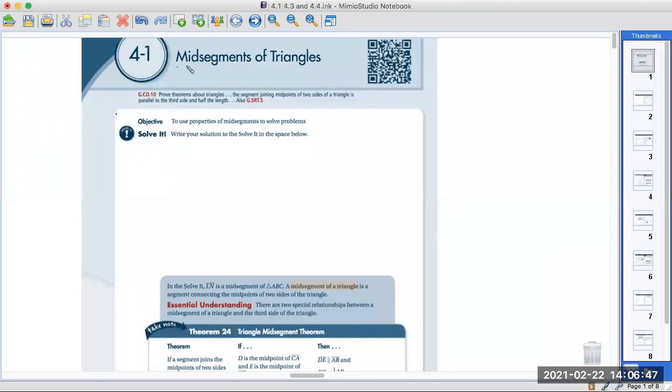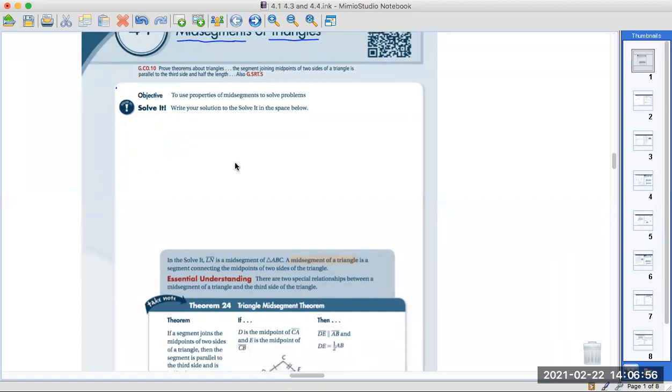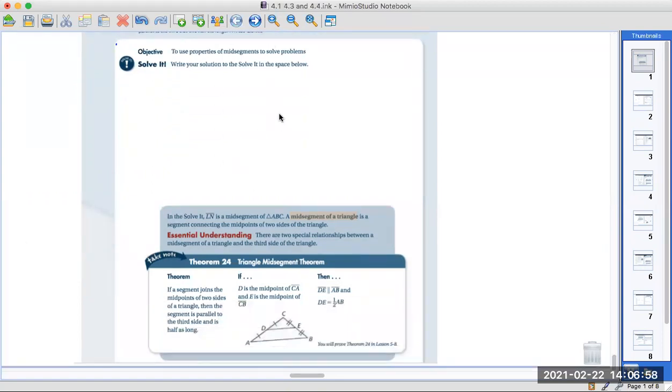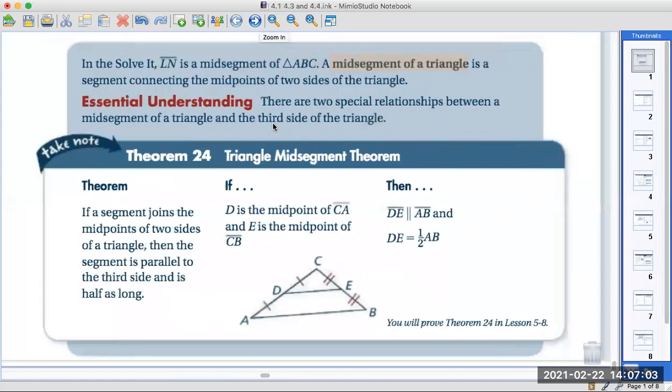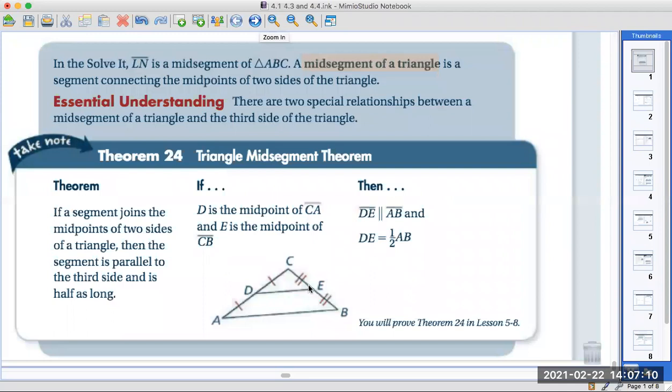So we have mid-segments. This whole chapter is on triangles and the parts of triangles, and this lesson is on what's called a mid-segment. If you look on page 199 on the bottom, you'll see that you have a line that goes through the middle like that. And those 2 lines here are parallel. The bottom and this mid-segment right here, they're parallel lines.